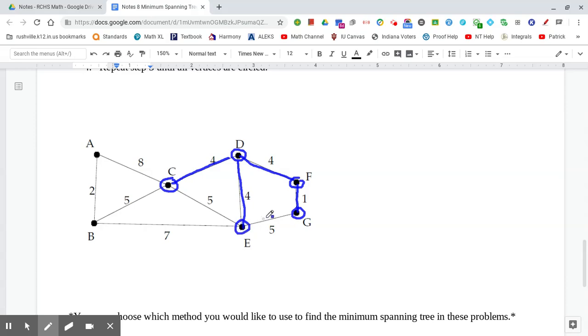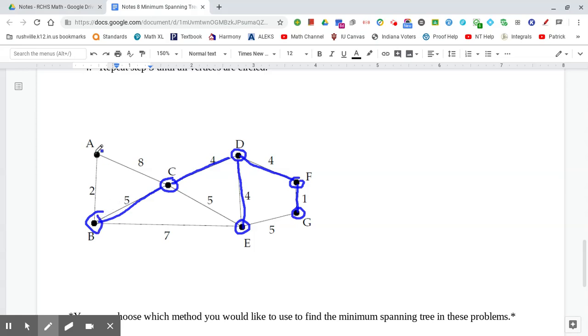All right, so now EG is out of the picture because that would create a cycle. EC is out of the picture because that would create a cycle. But we could still do AC, we could do BC, and we could do BE. So 8, 5, or 7. 5 is the smallest value there, so we'll darken it and circle B.